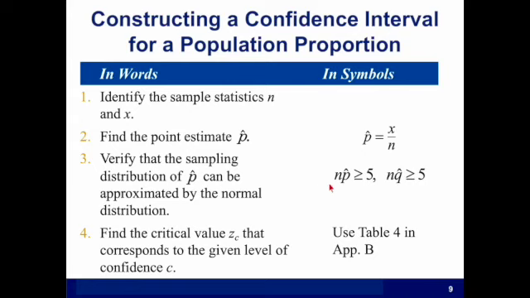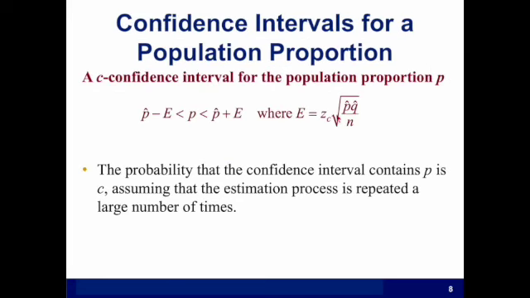If these two conditions are verified, then you can use the normal distribution to approximate the distribution of the sample proportions. The distribution of the sample proportion is then approximately normal. It will have a mean equal to the population proportion that you don't know but want to estimate, and the standard deviation is given by this expression here: P hat times Q hat divided by N, and then the square root.